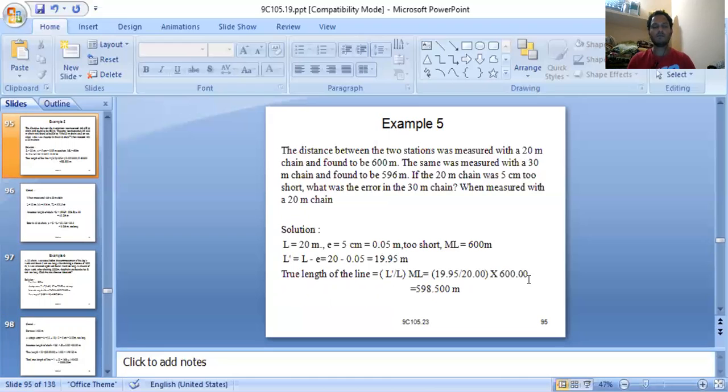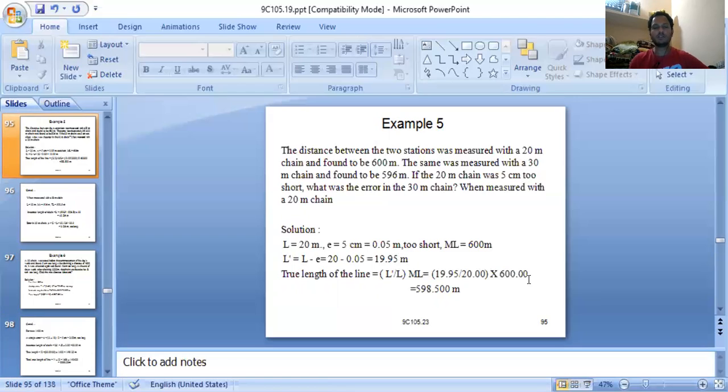Here we have to understand the given two lengths, 600 meters and 596 meters, both are erroneous measured lengths. First, we have to find out the true length. After that, we have to measure the error in the required chain.